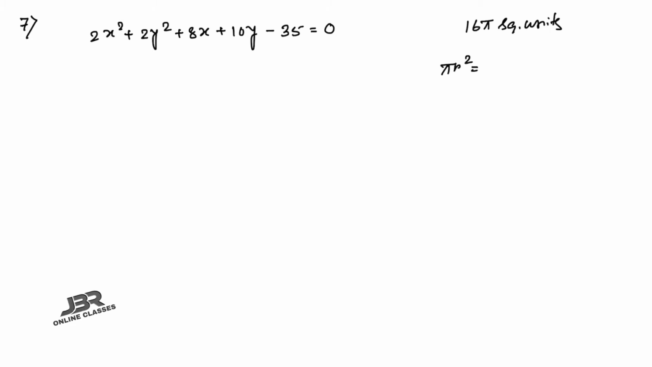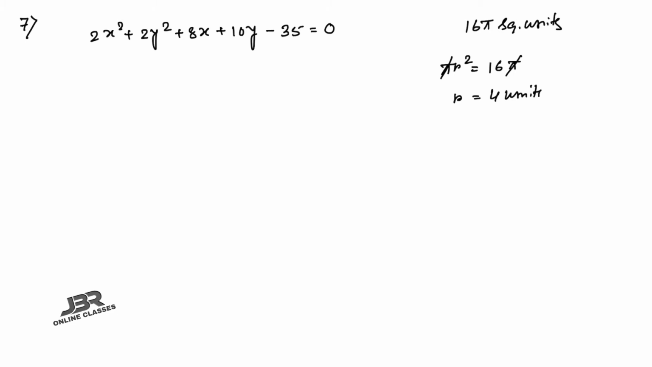Now next, sum number 7. Find the equation of the circle concentric with the circle 2x square plus 2y square plus 8x plus 10y minus 35 equal to 0, and with area 16 pi square units. Okay, so you know the formula. The area of the circle is pi r square, that equals 16 pi. So pi cancels out, r equal to 4 units. That means the radius equals 4 units.